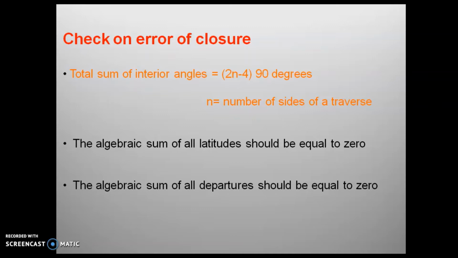With this we have learned what latitude and departure mean, the sign conventions of latitude and departure, how to calculate them, and how to check them. Next we'll go for another topic: how to calculate the omitted measurements.